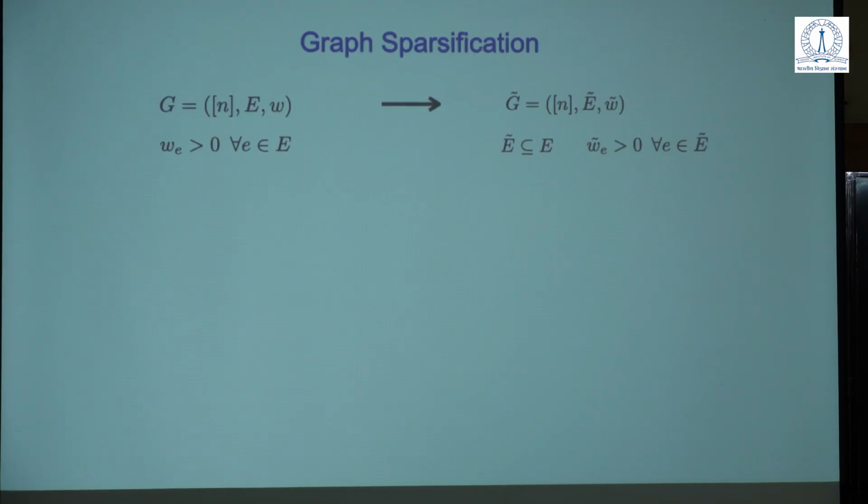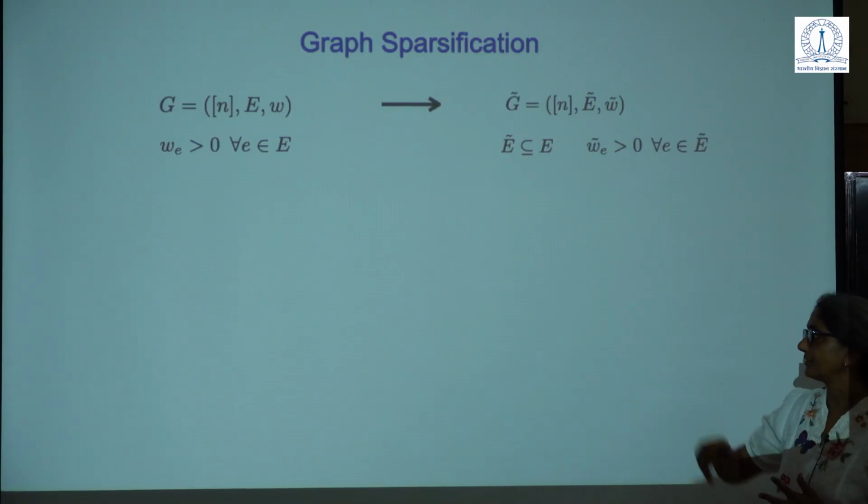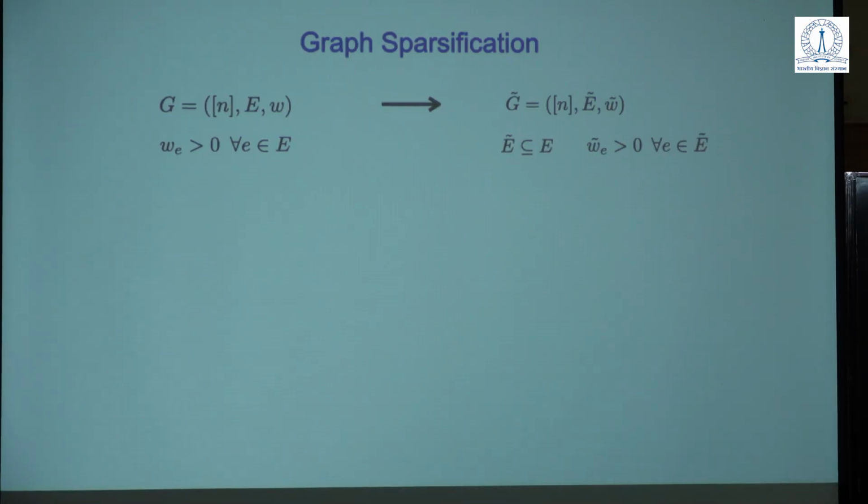Okay, so what are we trying to do, right? So I have some graph, G. It has n vertices and the edge set is E. And for today, we'll assume there are weights. Okay, so there are weights on these edges and they are positive weights. Okay, so no zero weights on the edges, but positive weights.